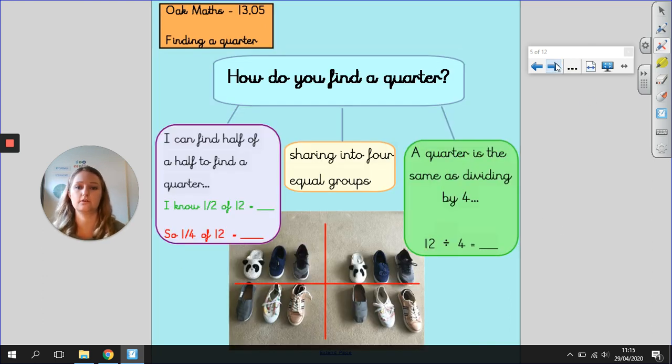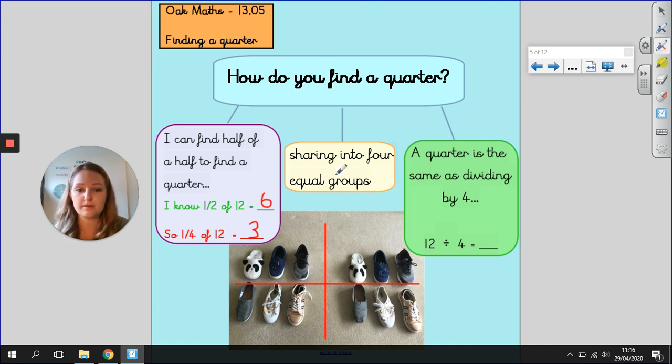Okay, so how can we find a quarter? Well, I can find half of a half to help me find a quarter. If I know that 1/2 of 12 is equal to, do you remember? 1/2 of 12 is equal to 6. So 1/4 of 12 is the same as half of that amount. So what is half of 6? Half of 6 is 3. So we've done half and then we've done half again. So 1/4 of 12 is equal to 3.